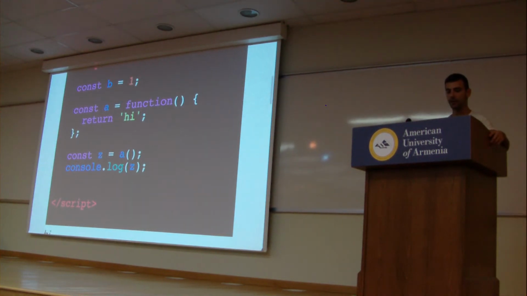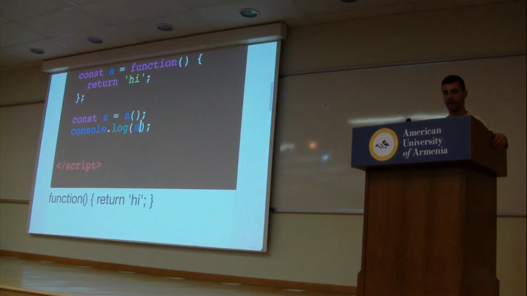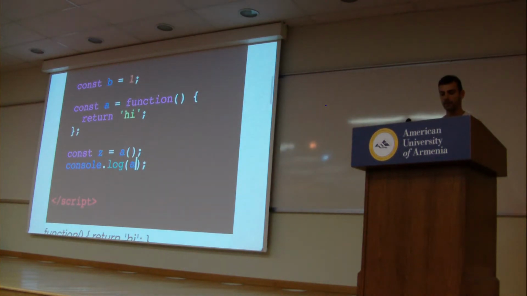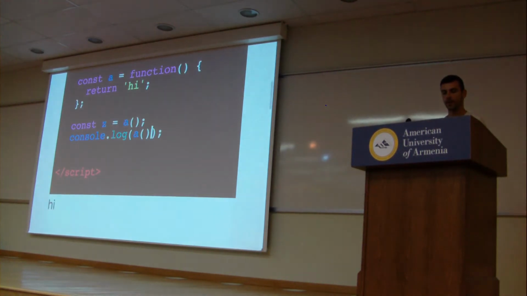So a is a function. If I just do console log a, it's just going to print a function, right? A is the function. If I call a, it's going to return to me, this will turn into this. Okay? So a runs, this runs, it returns this, which comes back and replaces it.